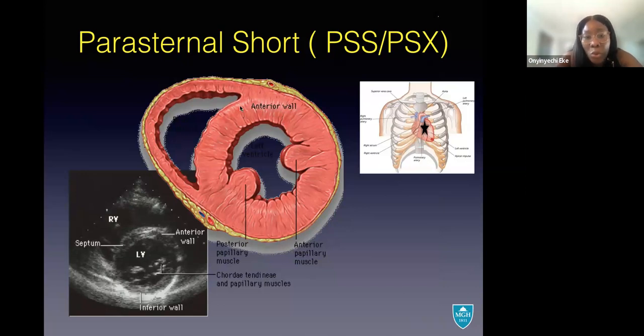With this view, we are able to appreciate a couple things. We're able to see the right ventricle here, this cavity. This is the septum. This is the left ventricle. When we have this view, you want to make sure that you are at the level of the papillary muscles, which is what we can appreciate here. Now, this is a still image of what the ultrasound scan would look like. Again, we see the right ventricle, the septum, the left ventricle, and these are the papillary muscles here.